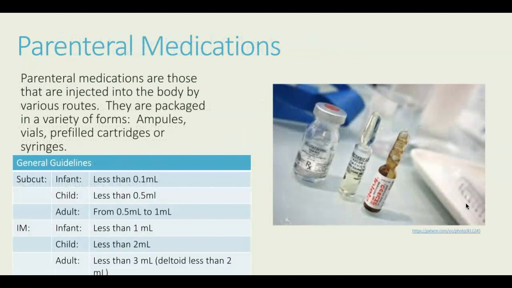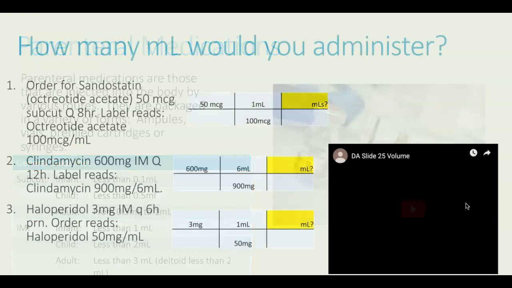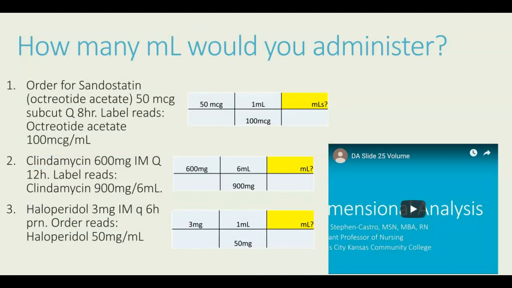All right, just some general guidelines for infants, children, and adults. And you have to consider that's a normal adult. Sometimes we have our elderly clients, elderly females, even elderly males. They lose a lot of muscle mass and they're not real large. Sometimes you have to take that into consideration as well. So that tells us how much volume is really appropriate for that age group for subcutaneous medications and IM medications. All right, so let's go ahead and watch our video.